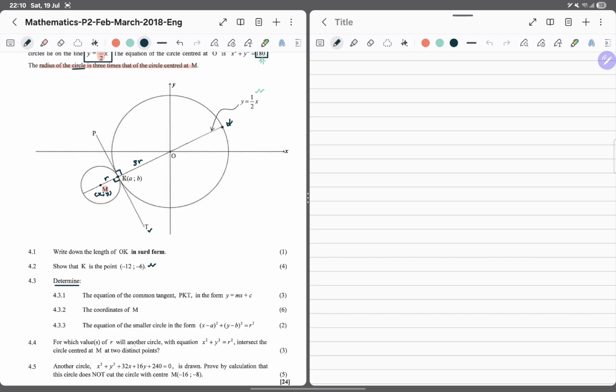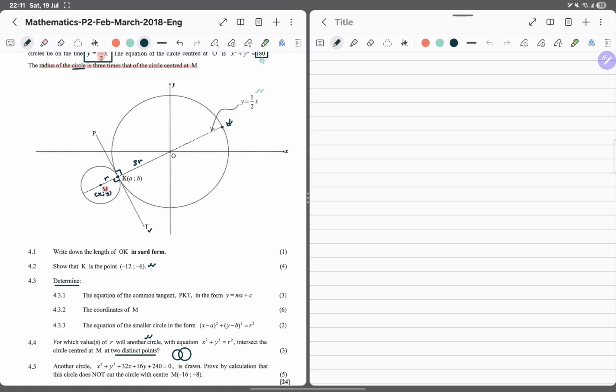For which values of R will another circle, okay, now this one is going to be quite naughty, intersect the circle centered at M at 2 distinct points? So this is another circle. So this is one of those questions that stretch our imagination. Okay, we can think about it as we go into it. But again, if they are to touch at 2 distinct points, we know that we need to have a situation like this. Right? So that's the idea. So we just need to work out those issues nicely.